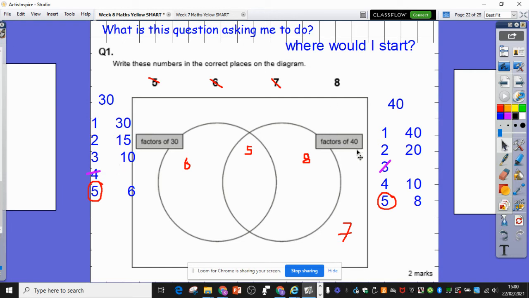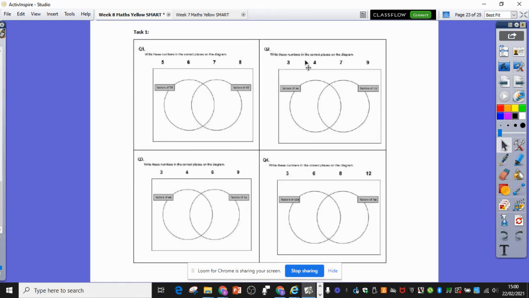Is it in this one? Is it in this one? Where should I put it? If you're not sure, re-watch this section of the video again to see how it helps you. And then when you're comfortable, I'd like you to move on to doing these 4 questions.